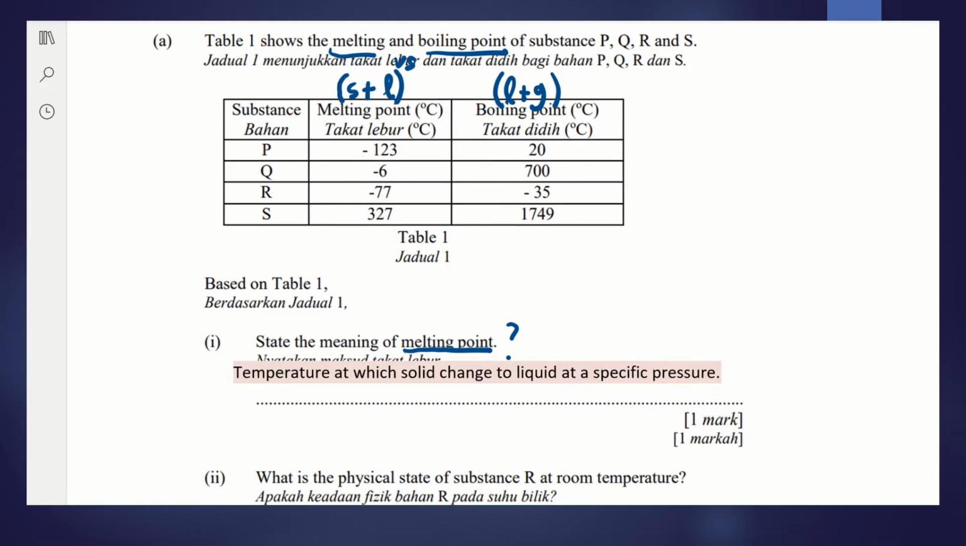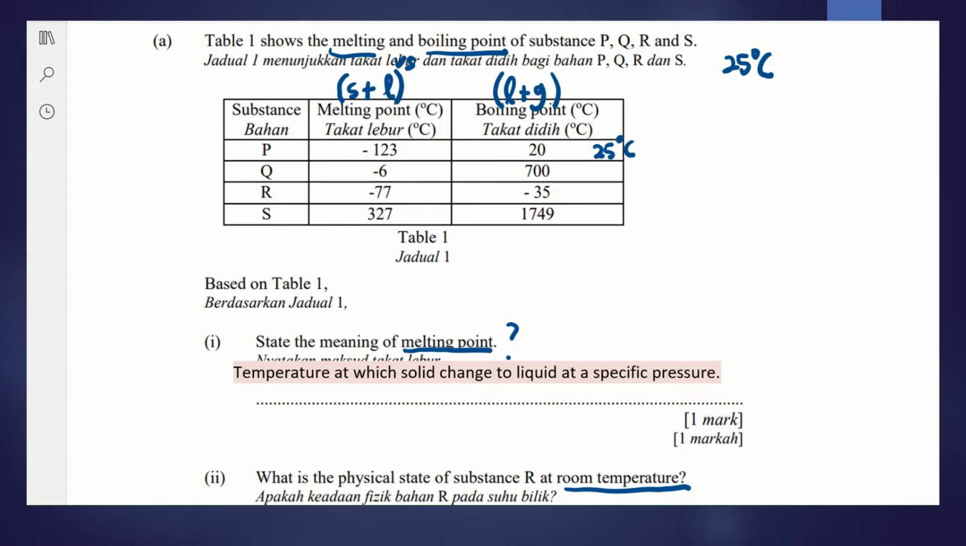Okay, so question number 2, what is the physical state of substance R at room temperature? We assume room temperature to be 25 degrees Celsius. So we try with P first. For P, 25 is higher than 20. 25 is higher than the boiling point. So substance P exists as gas at room temperature.